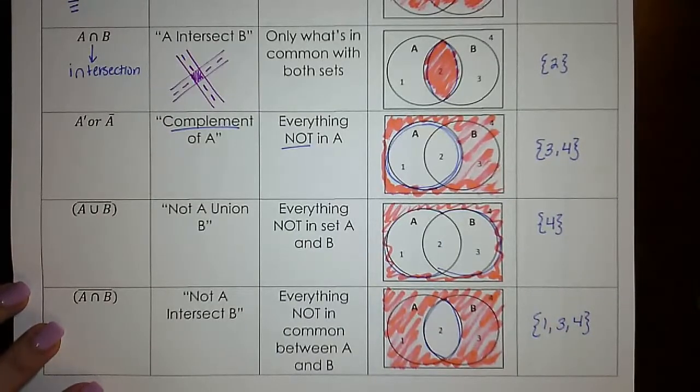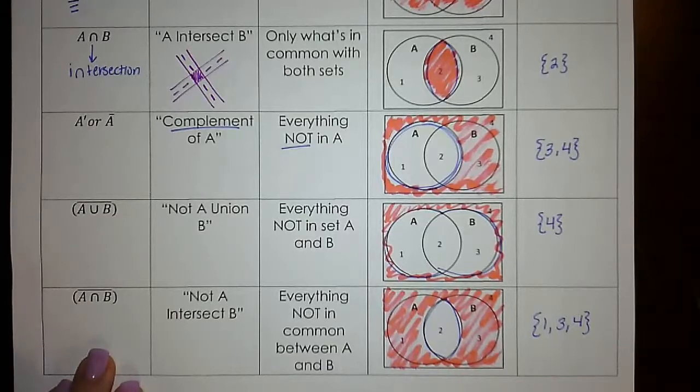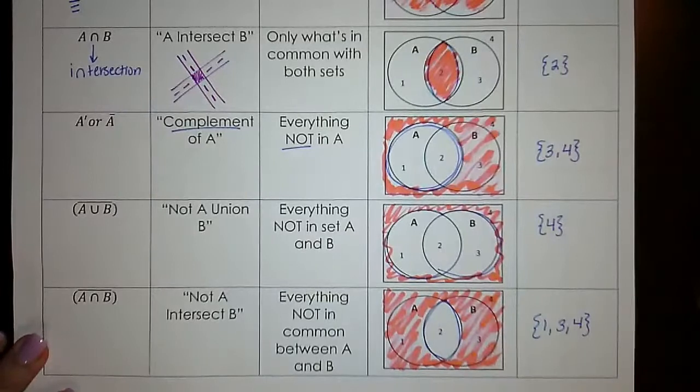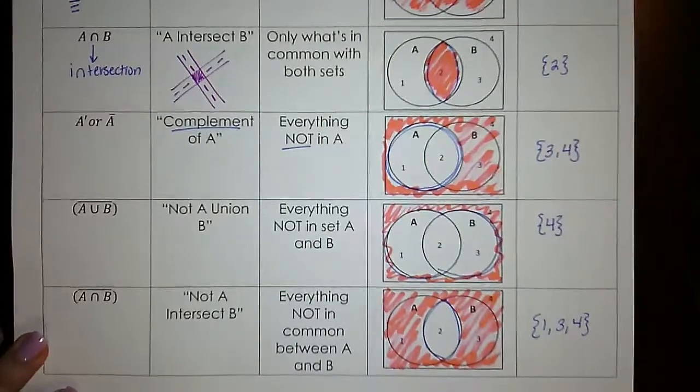So this is the big vocabulary you need for set theory. All this shading and stuff will help you when you're talking about Venn diagrams. So now we're going to do some examples.